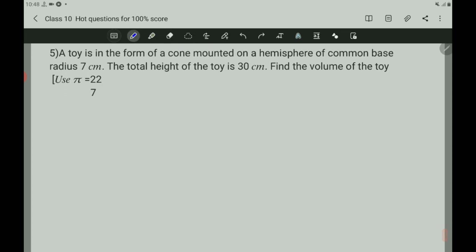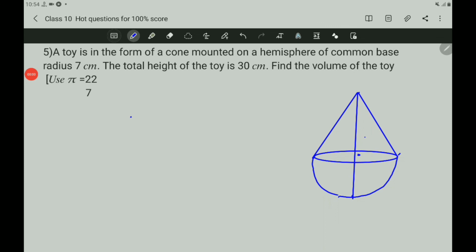Now let us have the rough sketch. Here the toy is in the form of a cone mounted on a hemisphere, common base of radius 7 cm. Now you consider the rough sketch of the toy. Here the base of both the cone and the hemispherical portion is 7. So you take r equals 7, and this is also 7.